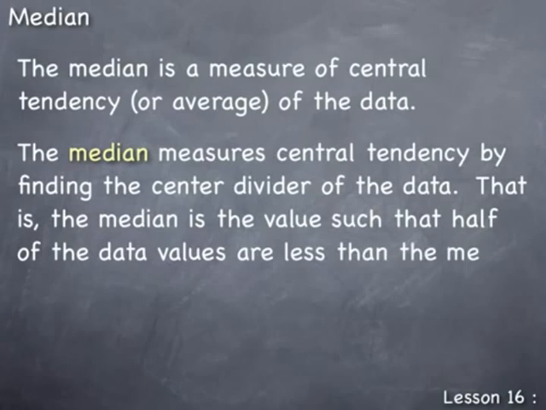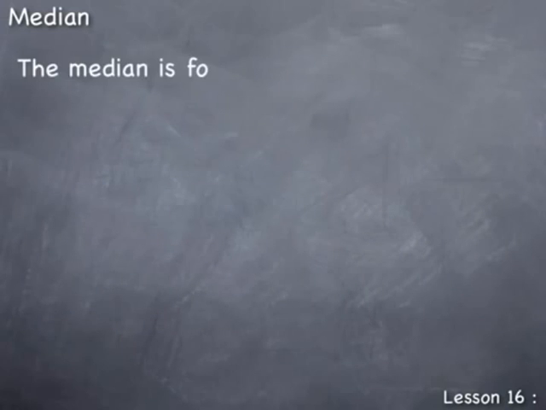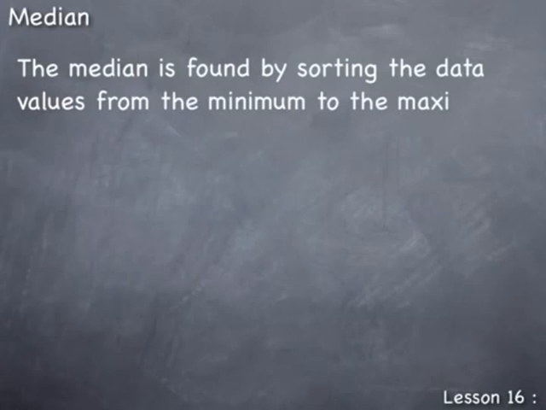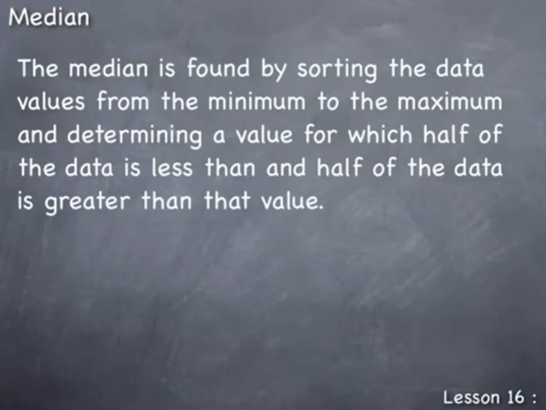That is, the median is the value such that half of the data values are less than the median, and half of the data values are greater than the median. The median is found by sorting the data values from the minimum to the maximum and determining a value for which half of the data is less than and half of the data is greater than that value.